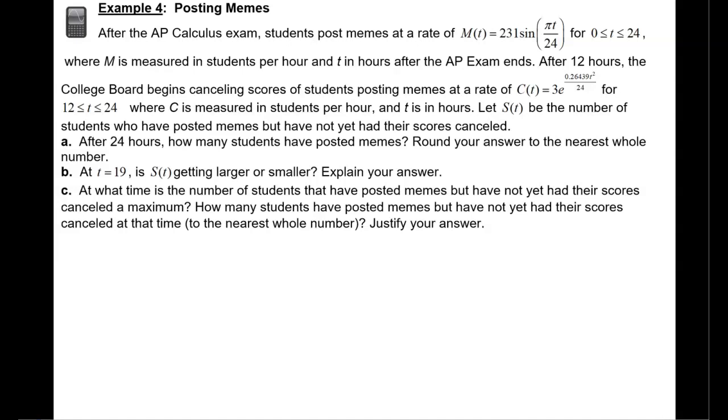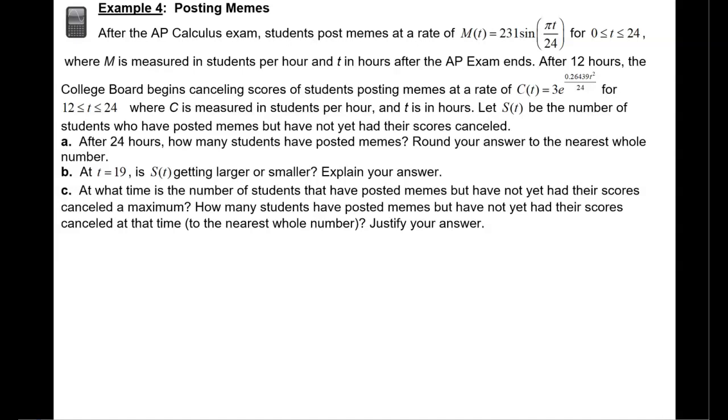I'm also, because I'm semi-hypochondriac, going to hit mode and make sure I'm in radian mode, because if I'm not, I've missed the entire problem. So I check that I'm in radians, I clear everything off my Y1, Y2, and I type this into Y1: 231 sine of the fraction pi x over 24.